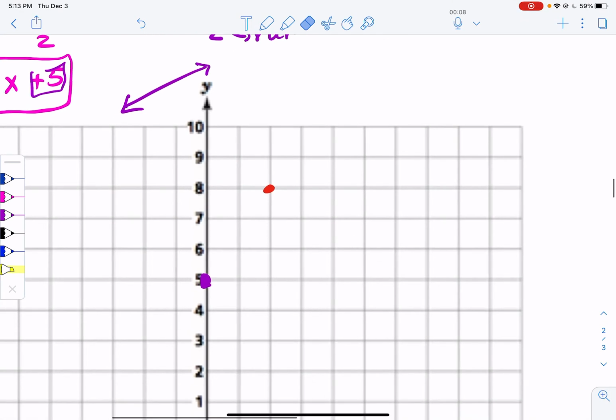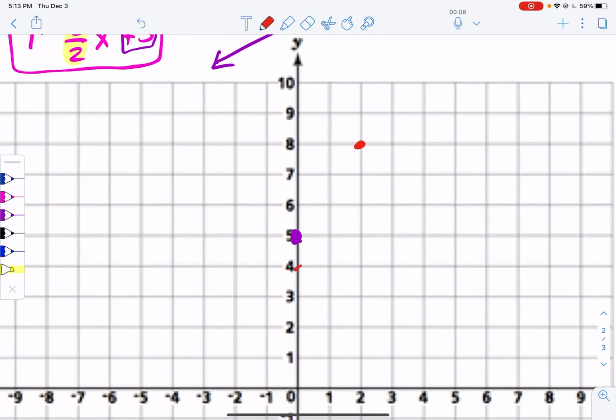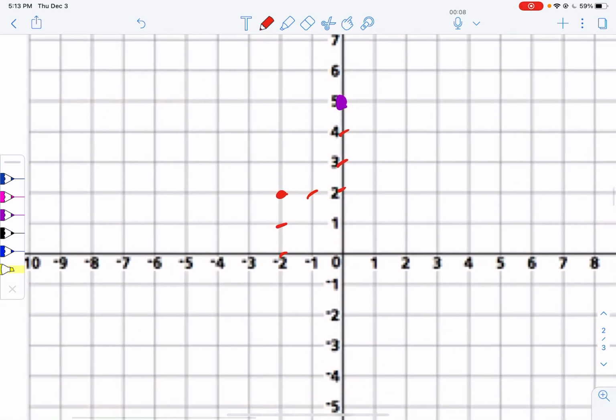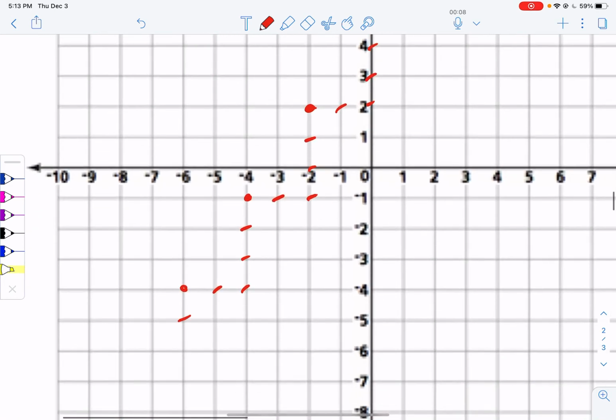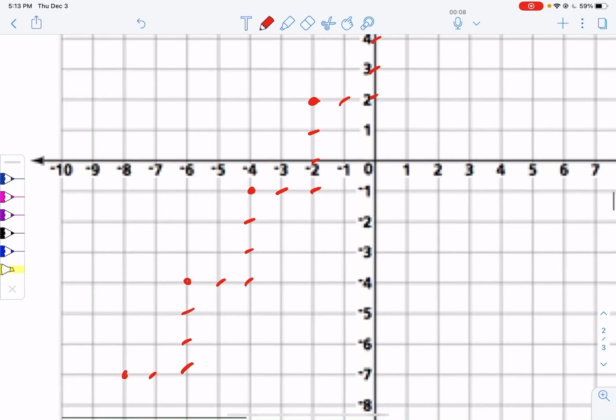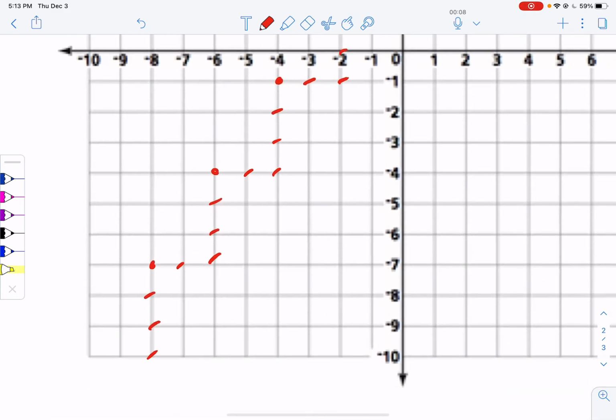So now I'm going to plot some points to the left. 1, 2, 3, 1, 2, repeating this count for each point.